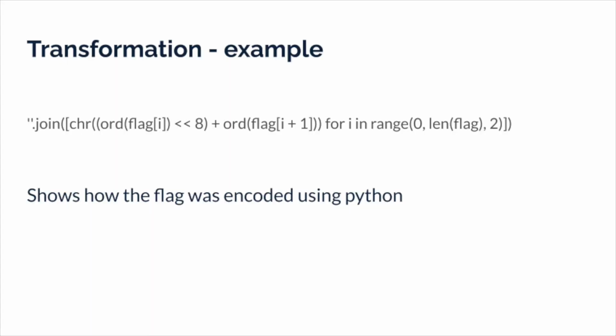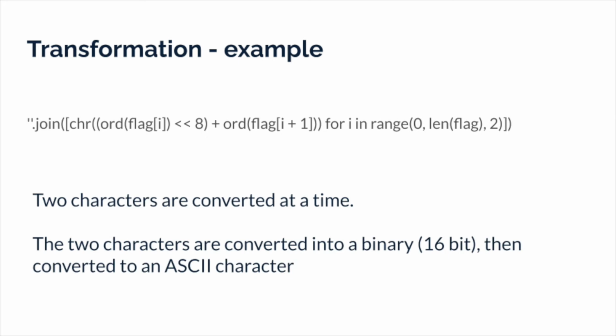So now let's take a look at what the Python code is doing. Basically this code shows us how the flag was encoded using Python. Let's take a look at it right here. Two characters are converted at a time, going through an iteration process, and then the two characters are converted into a binary 16-bit value, then converted into an ASCII character.